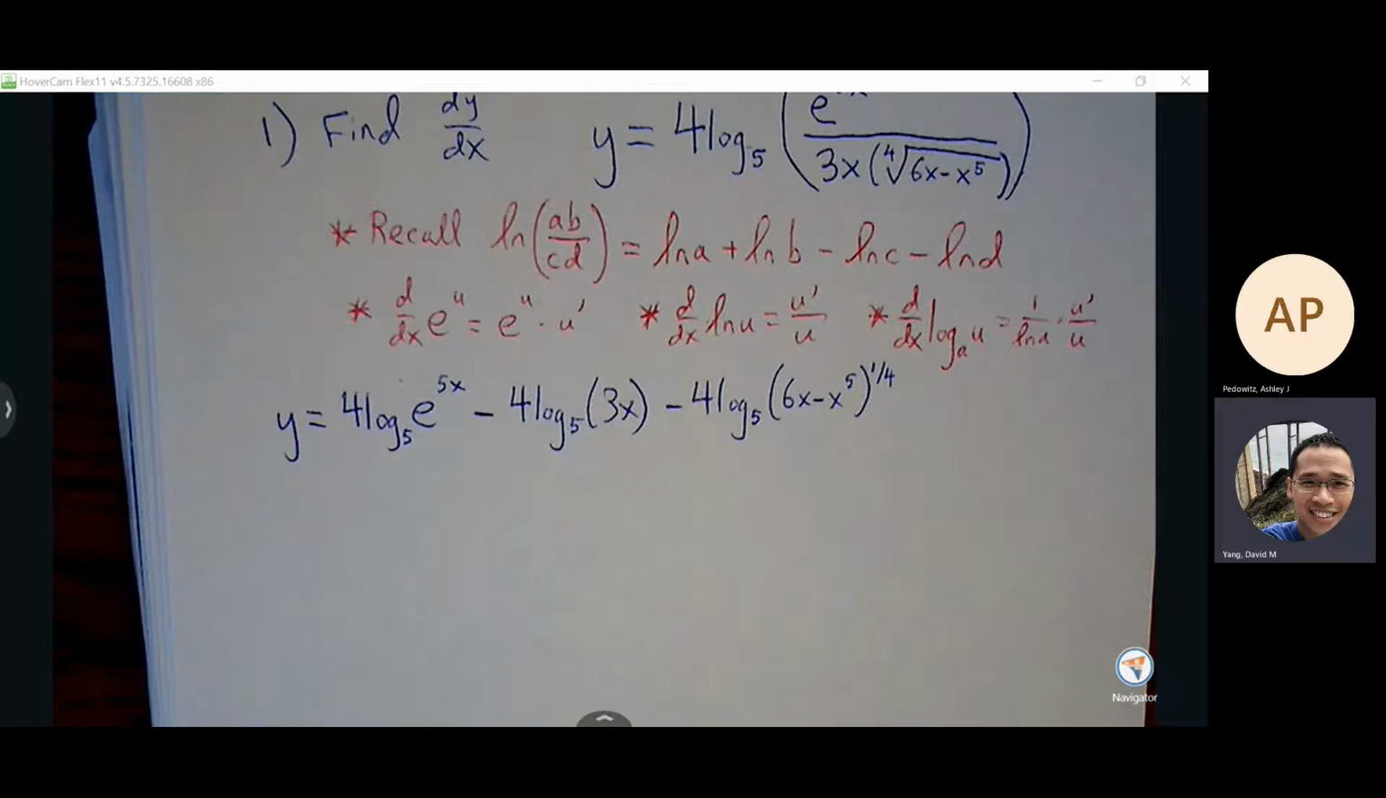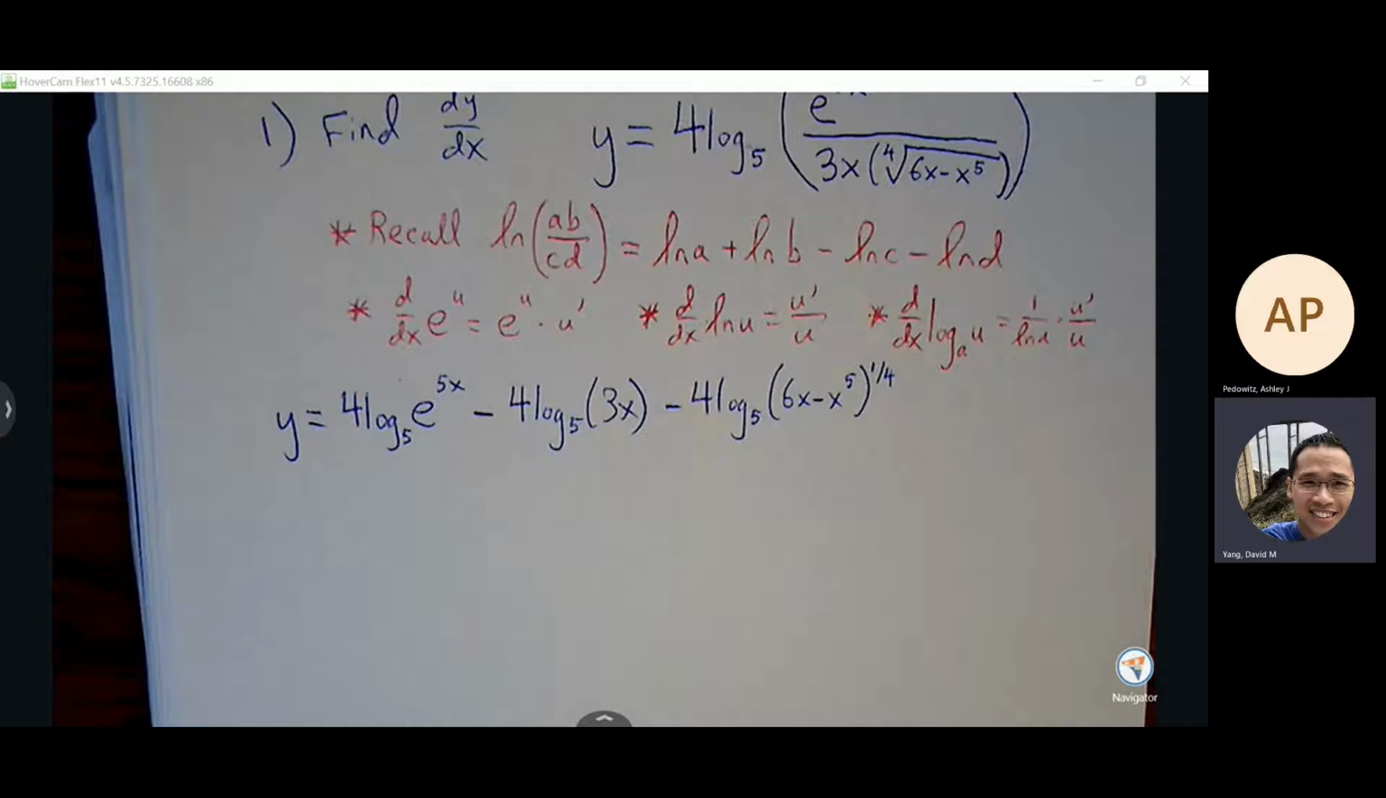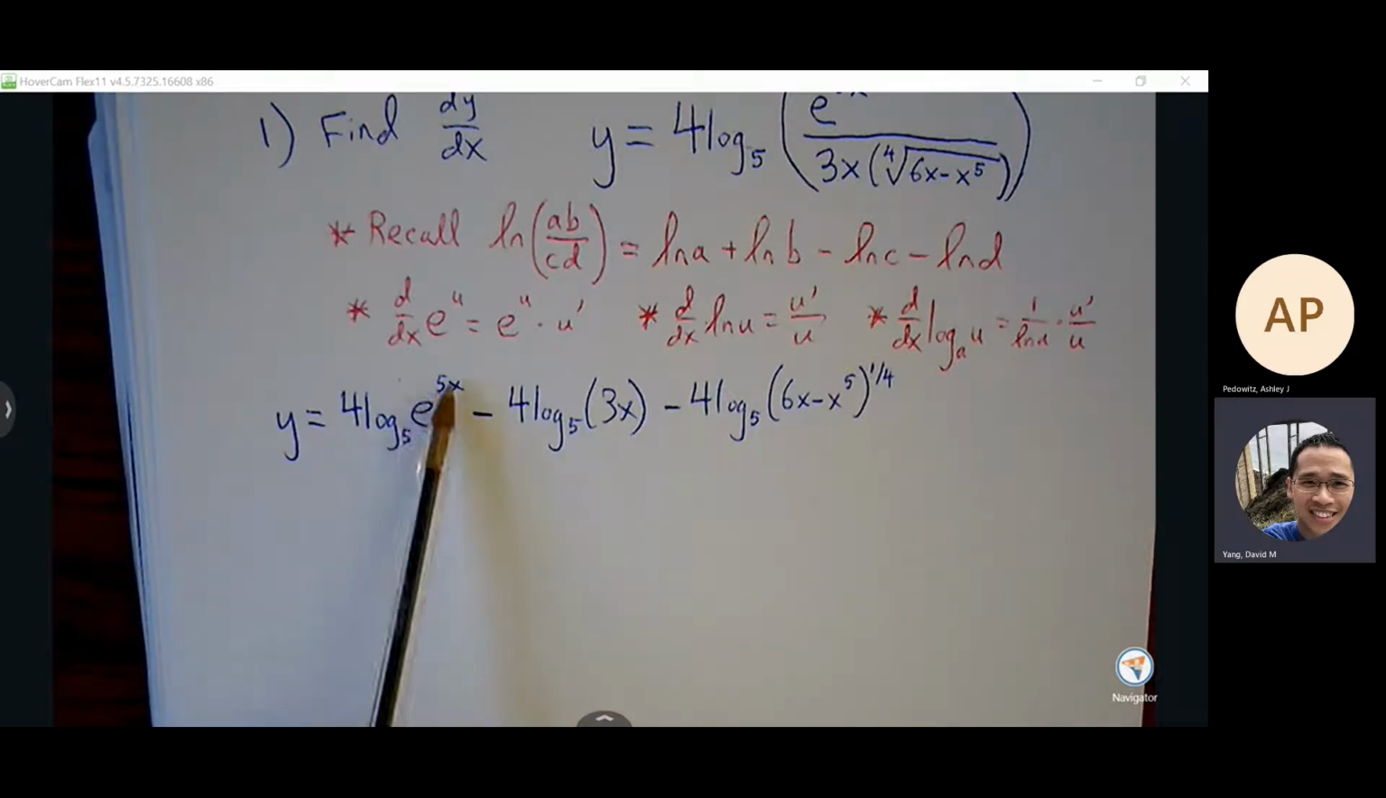So I'm cleaning up as I go along. Okay. Once we're part of a log term, we can bring the exponents down in front. No exponents here. We can bring the 1/4 down in front.